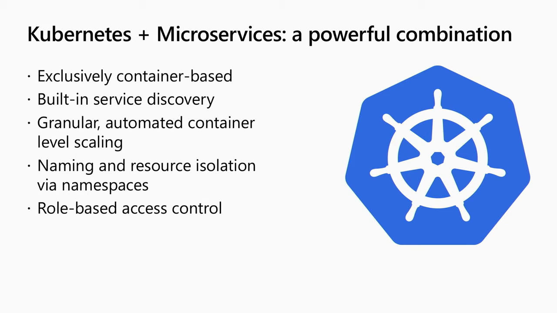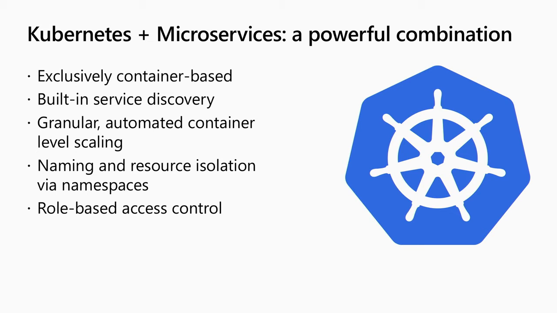There is built-in service discovery, so when I build a Kubernetes service, I get an entry in a DNS that I can then use to resolve as I'm doing cross-service communication, which is nice. I can do very granular container-level or service-level scaling, which again gives me the ability to manage those pieces independently. And I can isolate those things from a resource perspective and a namespace perspective. So again, a nice segmentation of those individual isolated services, and I can tie all of that into role-based access control.